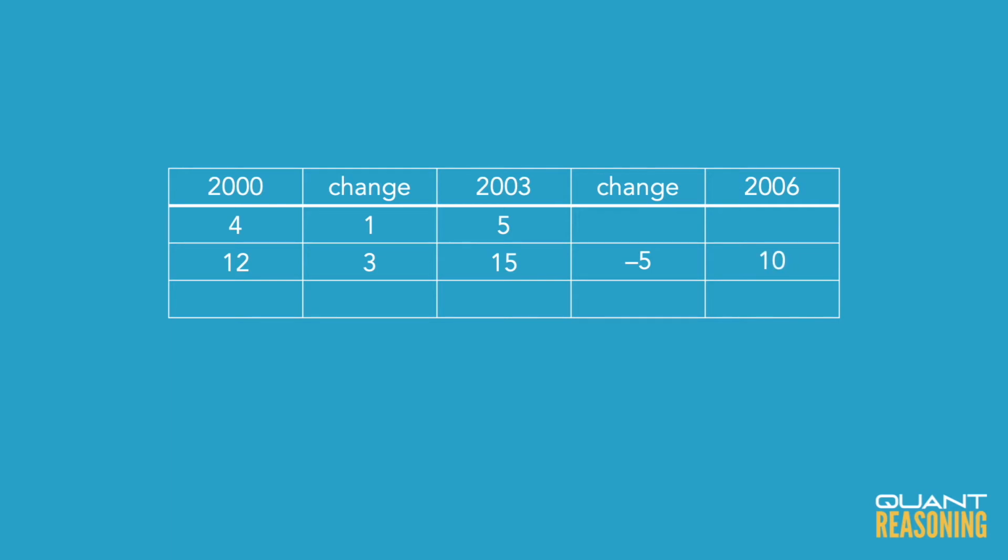Now, we know that the actual number of employees at the end, in 2006, is 100, and we want to know what the number was in 2000. Now that we know that 10 ratio units represent 100, we can infer that the scale factor for our ratio is 10, and when we apply that to the year 2000, we get the correct answer, which is 120.